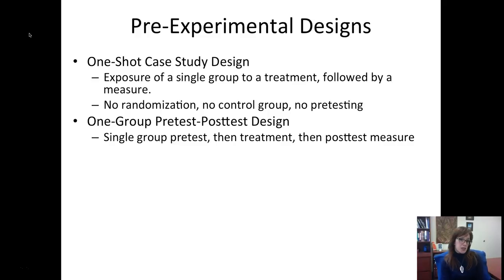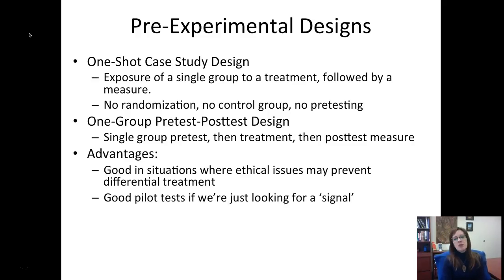A one group pre-test, post-test design is somewhat similar, but you have just the single group who has a pre-test and then a treatment and then a post-test measure. And so again, no random assignment here.